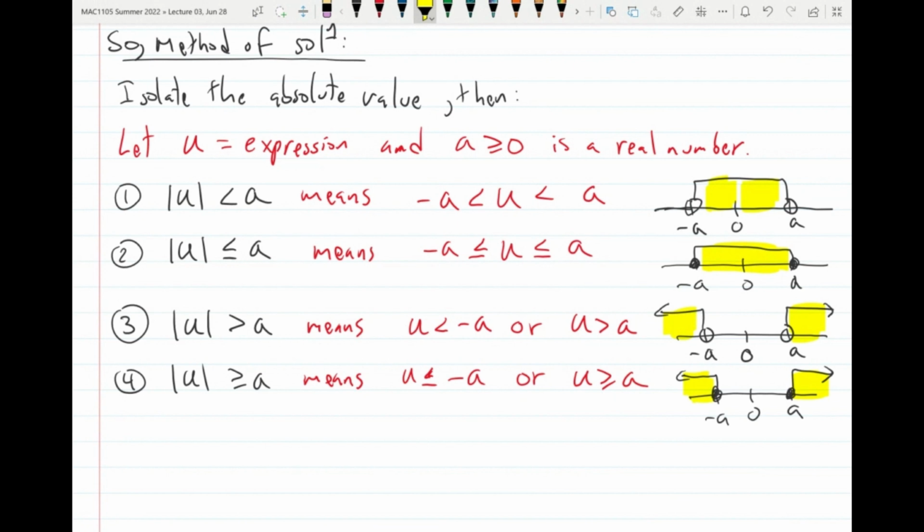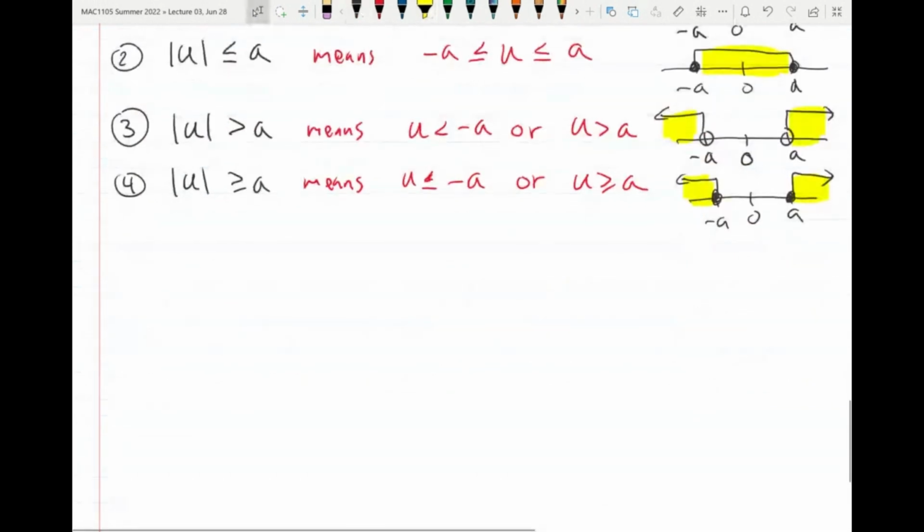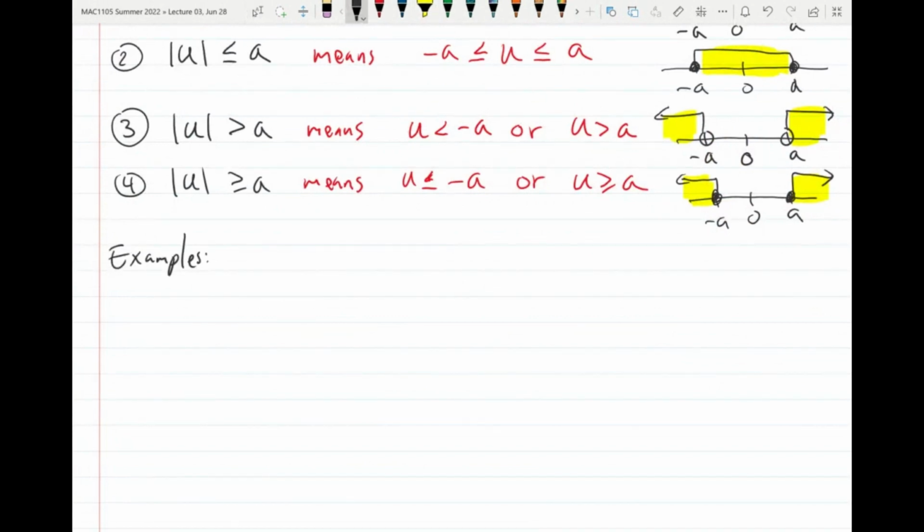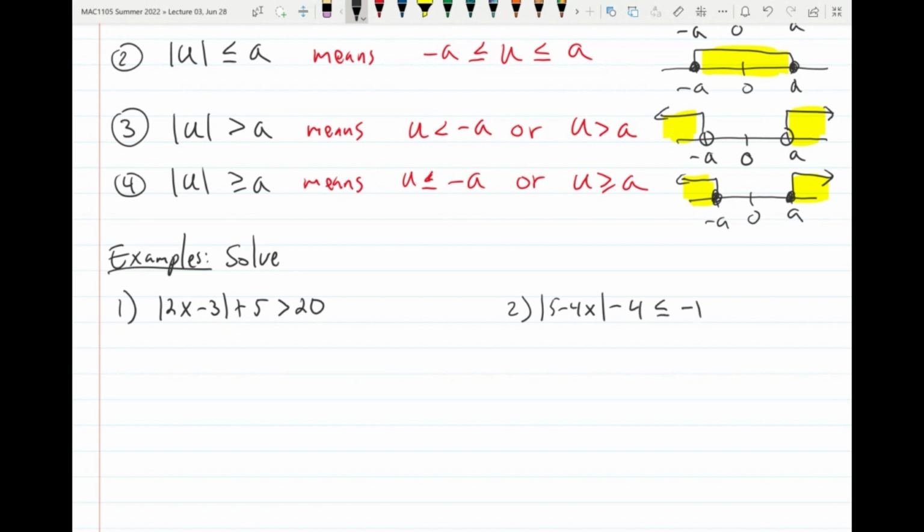All right. Questions? We're good with this. So let's do some examples. Solve. Let's see. Let's do absolute value of 2x minus 3, plus 5, greater than 20. And let's do 5 minus 4x, absolute value, minus 4, less than or equal to negative 1.